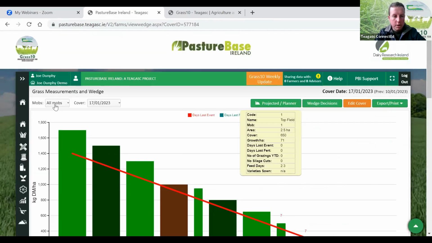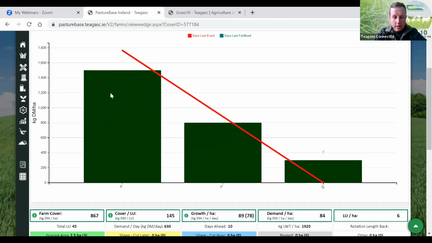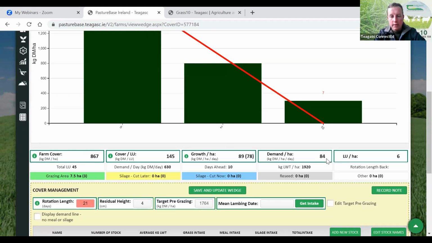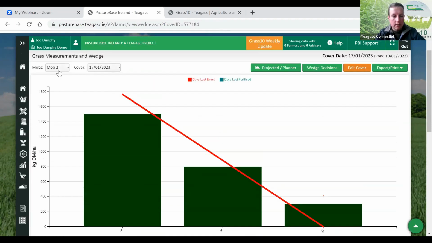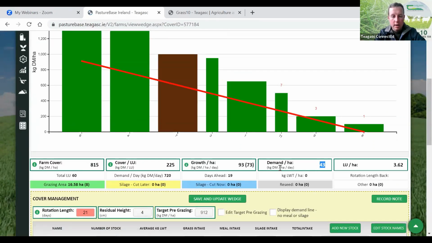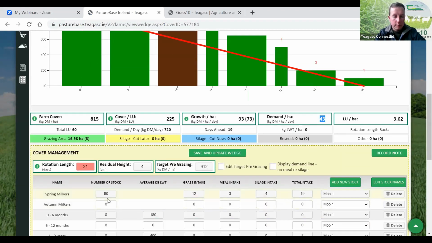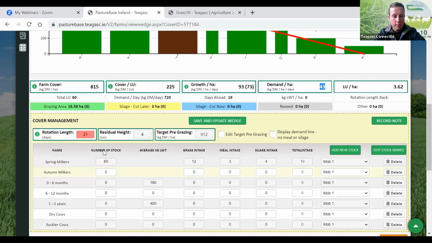So if I just wanted to look at mob 2, I can look at it here as a separate unit within the farm. My demand for grass here is very high. Now my growth was high, but say I was expecting growth to drop, I might have to adjust. I'm going to look at mob 1 now and see how it's set up. The demand is much lower here in mob 1, and the growth is still high. So I have more grass on this side of the farm with whatever stock. It doesn't matter. It's down as spring milkers, but it could easily be beef animals, suckler cows, whatever.